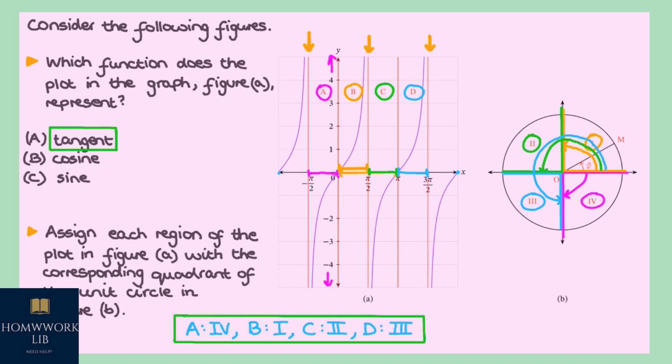So we've found that the given graph represents the tangent function, and that region A corresponds to quadrant 4, region B corresponds to quadrant 1, region C corresponds to quadrant 2, and region D corresponds to quadrant 3 of the unit circle.